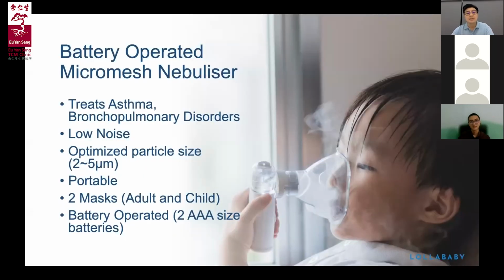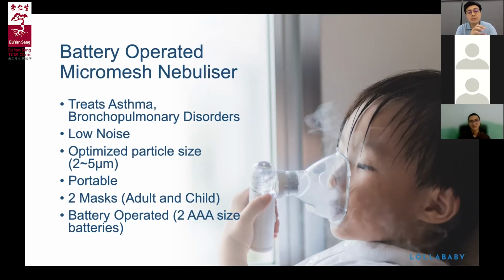Okay. So next I'd like to talk about the battery operated micro mesh nebulizer. The nebulizer is used to treat asthma and bronchitis. The advantage of this is that it has very low noise, right? Most of the time, when your child needs to go through a nebulizing treatment, the clinics would usually use a jet nebulizer, and that is usually very loud, and that usually scares off the child.